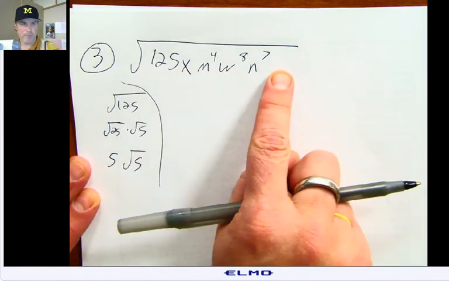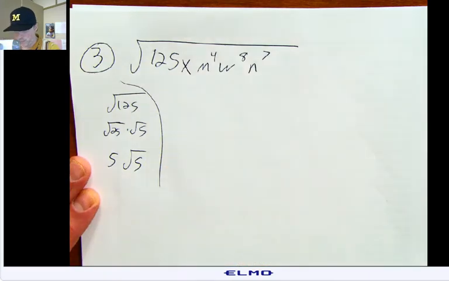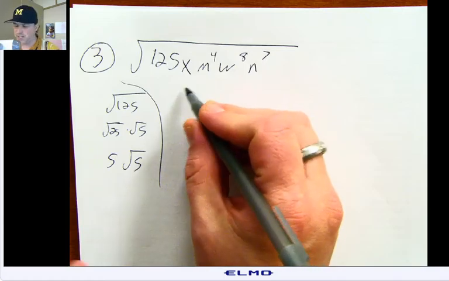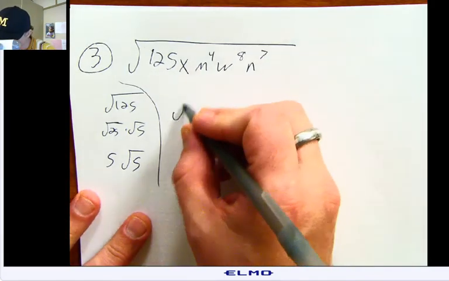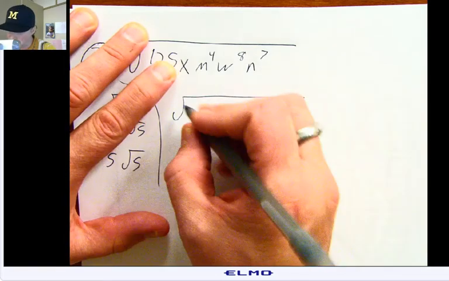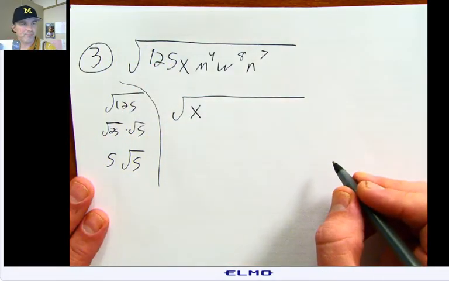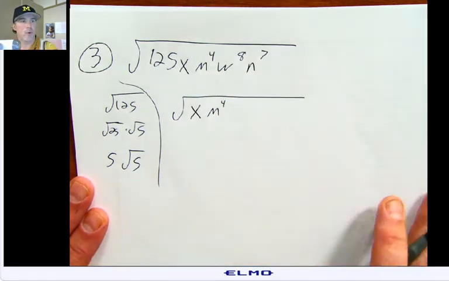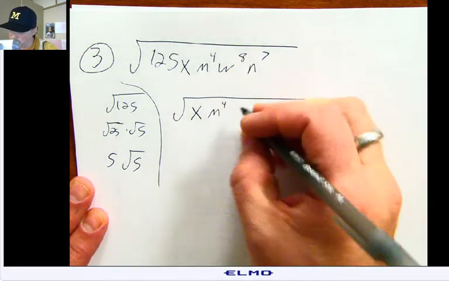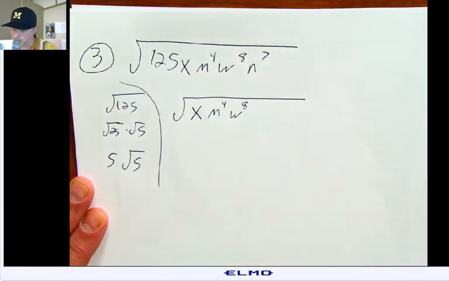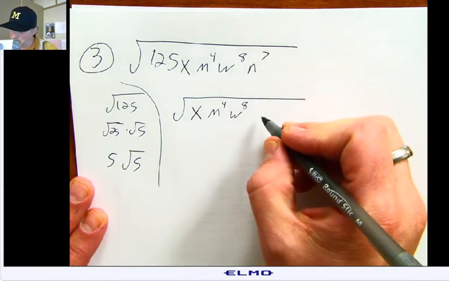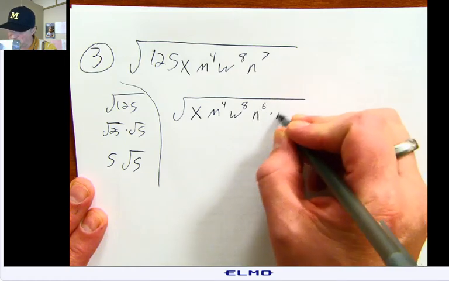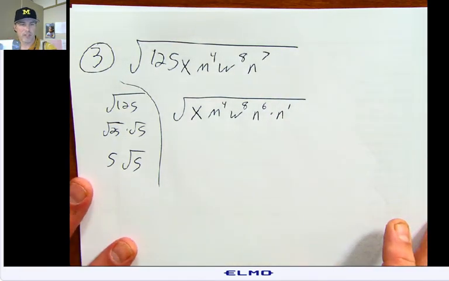The variable portion, as I mentioned before, in a square root problem, these variables can escape, but they can only escape 2 at a time. So there's only one x there, so that x is going to have to stay in prison. This m to the 4, well, all 4 of them are going to be able to get out because it's an even number of m's. There's an even number of w's, so they're all going to be able to escape. But then of the n's, 6 of them are going to be able to escape, so n to the 6, and 1 is going to be left behind. Poor one that's left behind.